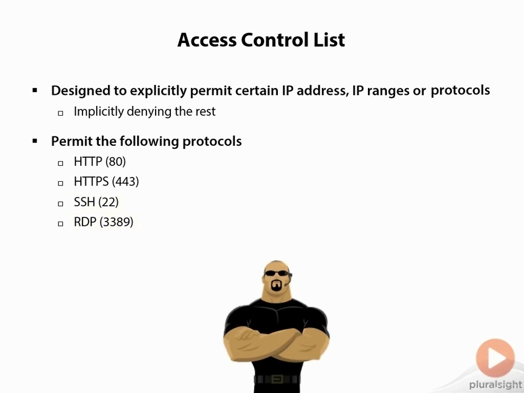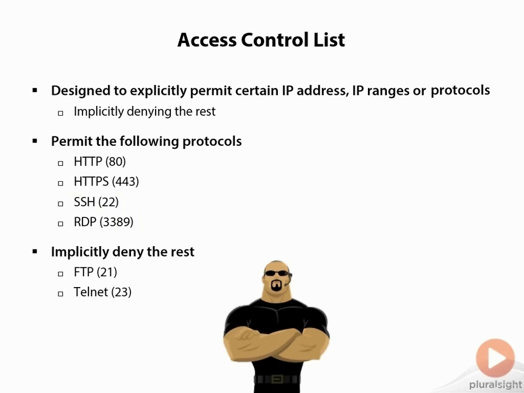Okay, the bottom three there, HTTPS, SSH, and RDP, are all encrypted. HTTP, however, is not. It's sent in clear text. Now, we obviously don't want to block web traffic, so that's one of the things we do allow typically on a network. But we may implicitly deny the rest of the traffic.